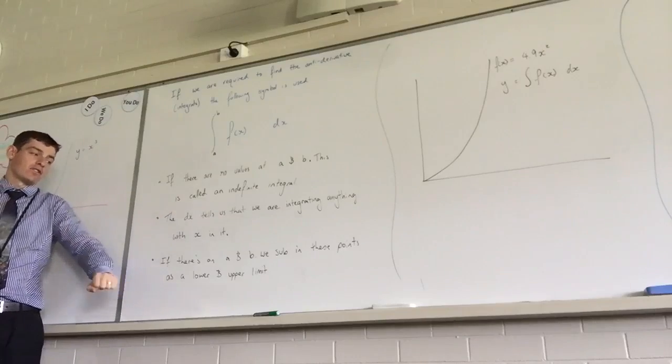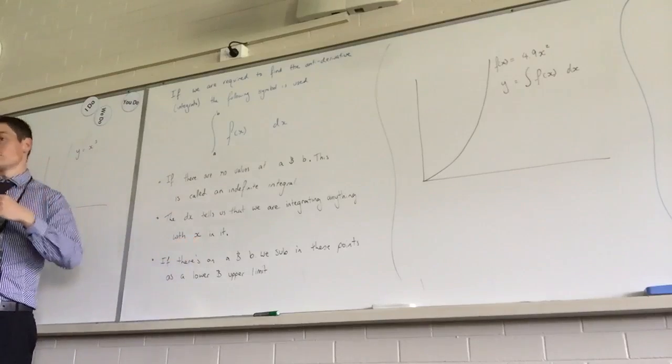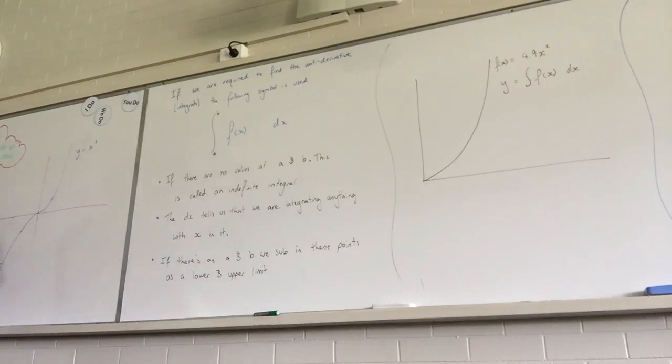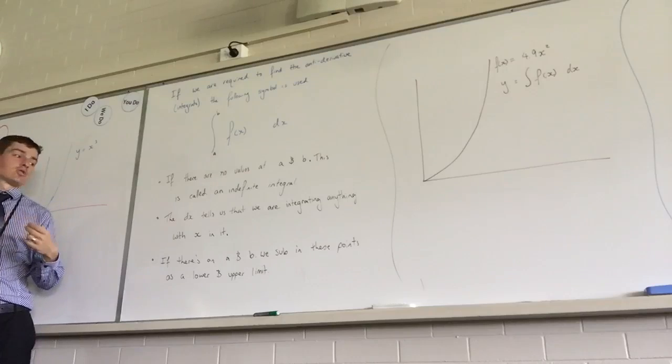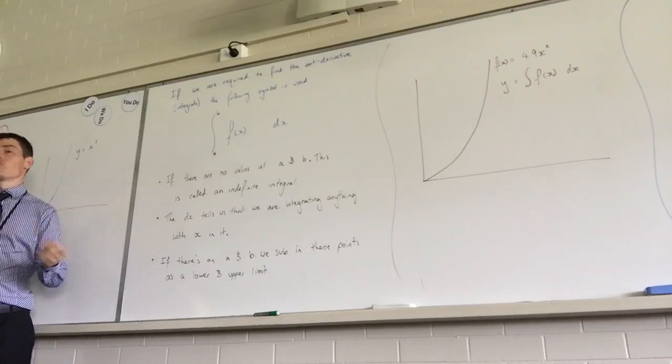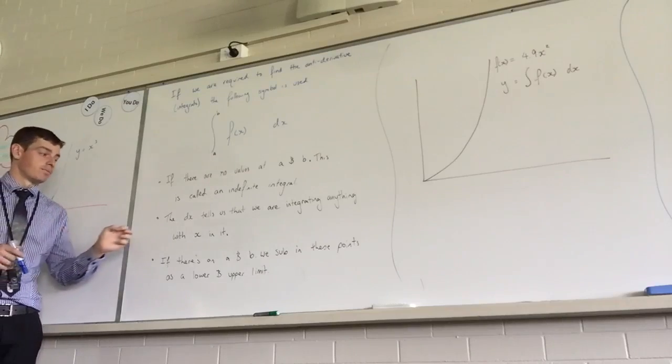If there are values for A and B, we sub those values in as start and end points. So whatever values you have for X, you'll sub in your B value, subtract whatever your A value is. We'll show you how to do that.